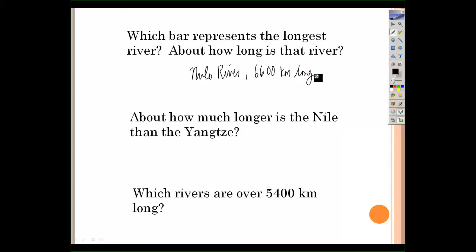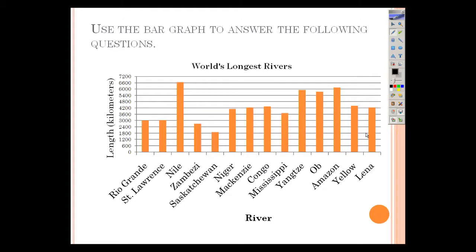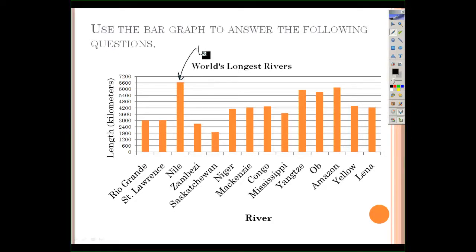Second thing I need to know is about how much longer the Nile is than the Yangtze. So let's check it out here. We're going to look at the Nile, and the Nile is 6,600 kilometers. Now let's look at the Yangtze. Looking at the Yangtze, it's a little under 6,000, it looks like to me. So I'm going to say it's about 5,900 kilometers.